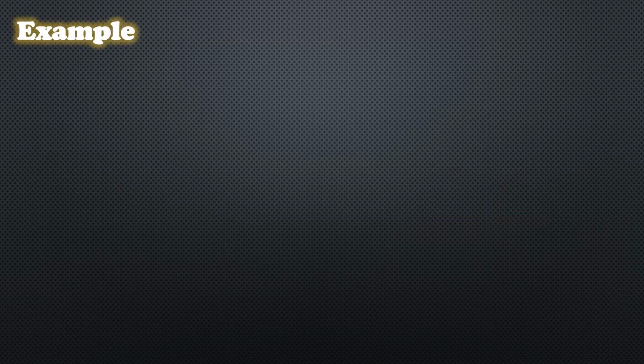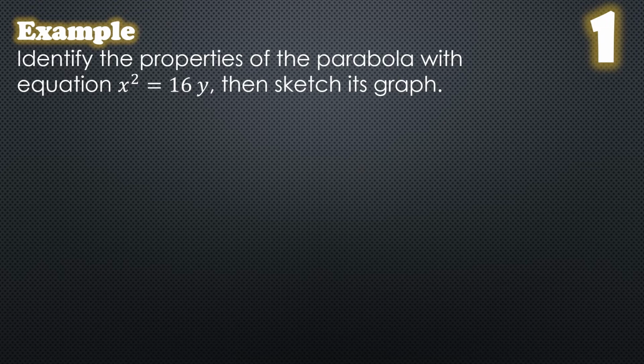Let us have an example. Identify the properties of the parabola with equation x squared is equal to 16y, then sketch its graph. By observation, the equation of the parabola is of the form x squared is equal to 4cy. Hence, we can equate 4c as equal to 16. That is from the given equation.